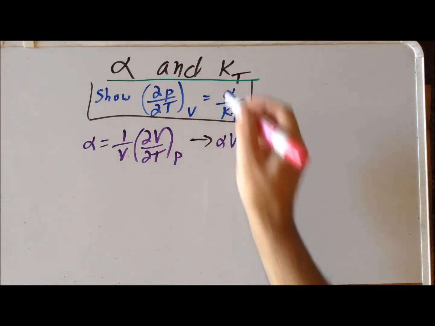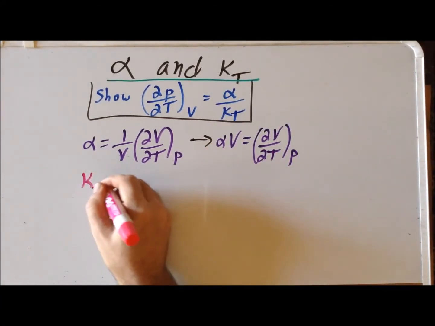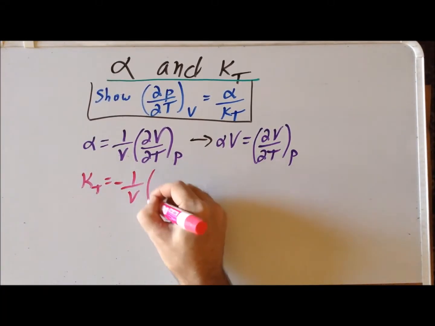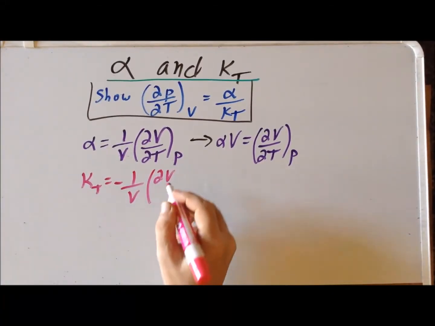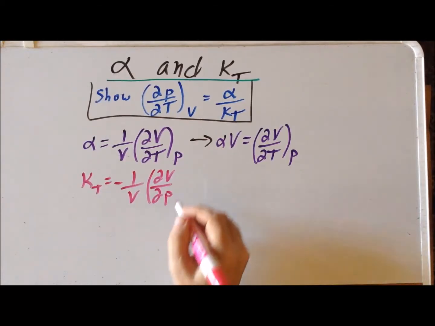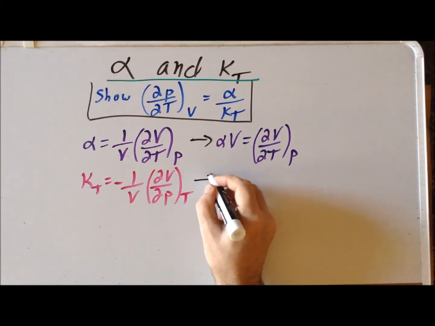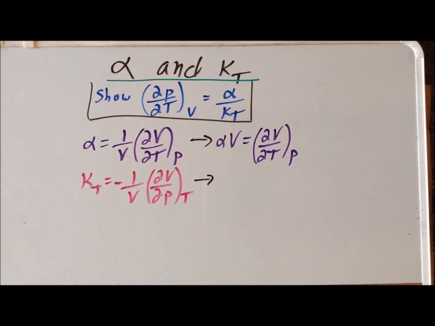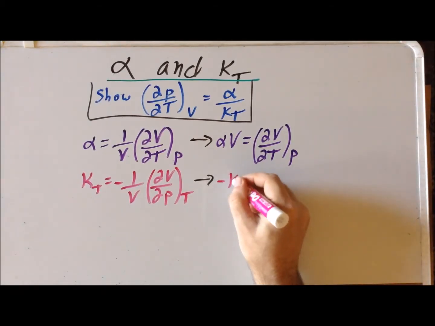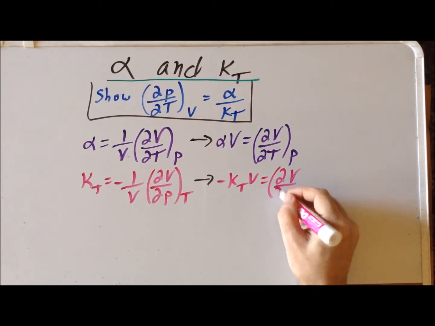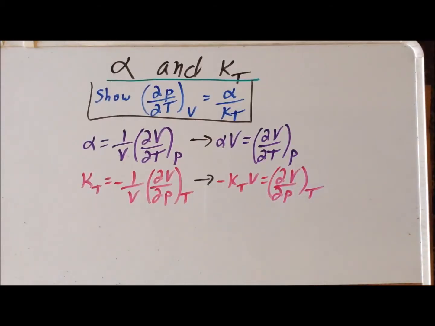The isothermal compressibility K sub T was defined as minus 1 over the volume times the change in the volume as a function of pressure under a constant temperature condition. And again, we can make the same kind of transformation here that will be useful later on by multiplying each side by minus the volume. And we get that minus K sub T times the volume is equal to the partial derivative of the volume with respect to pressure at constant temperature.